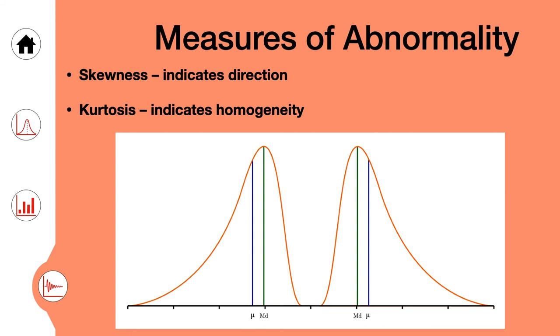Let's take a look at the figures. You can see that when something is negatively skewed, it will deviate to the right. This is the left figure. You can see that it's skewed on the left side, and the bell curve is being pushed to the right.